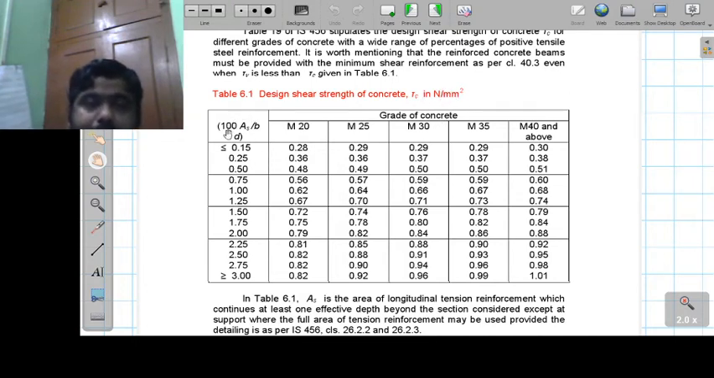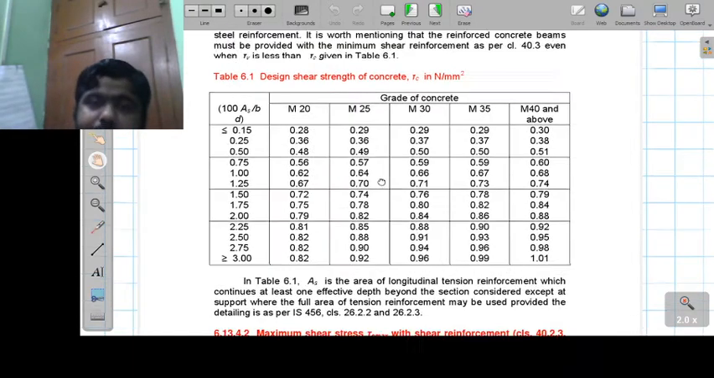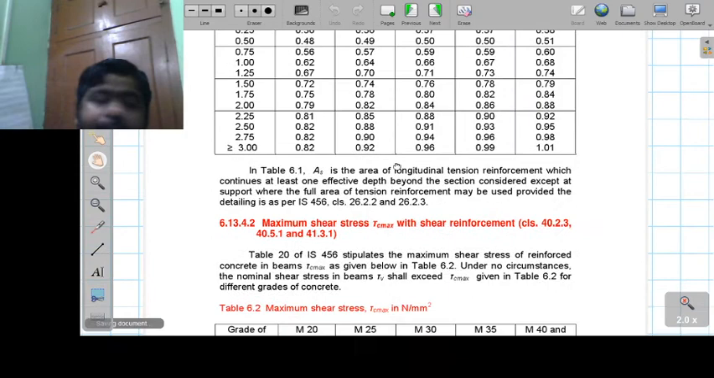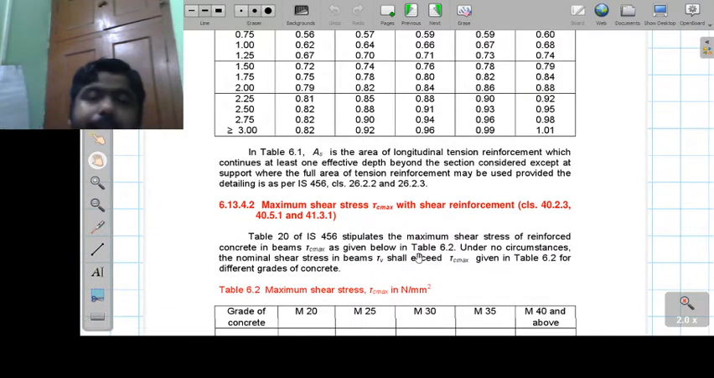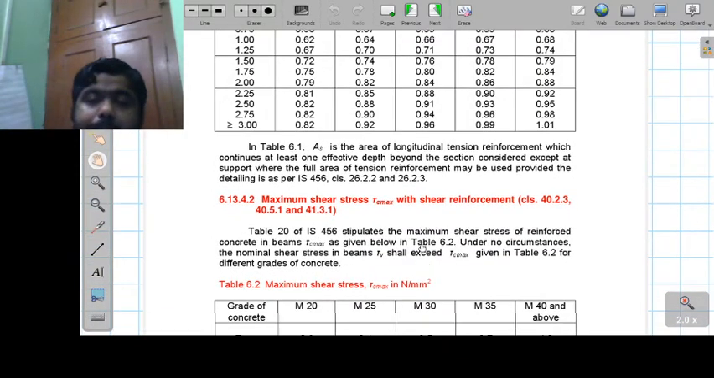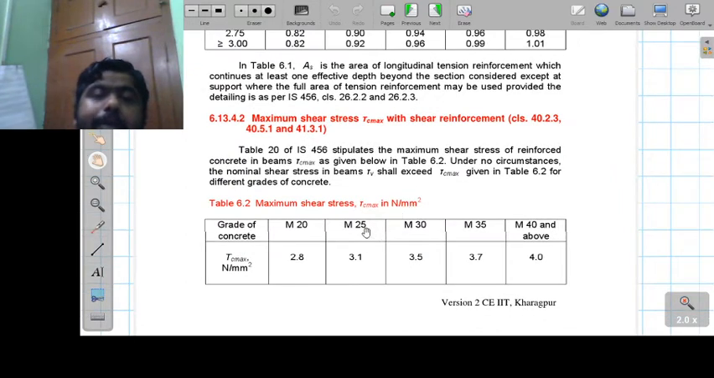You can see this is the percentage of longitudinal reinforcement, and depending on the defined grade of concrete, this is what the shear stress will be. This is called the design shear stress. So you can refer to that. Then you go to the next table, table number 20. Table number 20 gives the maximum shear stress tau c max, also in MPa, Newton per millimeter square, and the values of tau c max for the defined grades of concrete are like that.